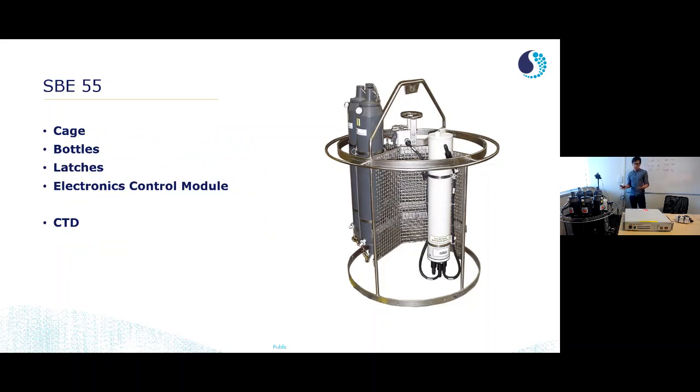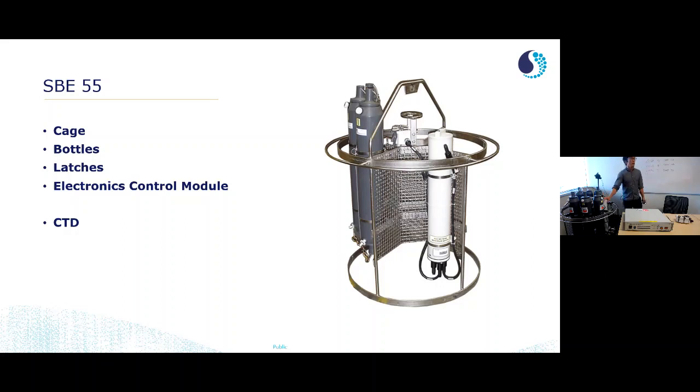So there's a bunch of different parts when it comes to the SBE 55. We've got it right here. The biggest part is obviously the cage where everything is attached. This cage here is the big metal thing. You've got your bottles, which we'll talk about later. In this case, I have a 6-bottle system. You can also have a 3-bottle system, as shown in the picture here. You have your latch assemblies. These are what you use to fire your bottles in real time.